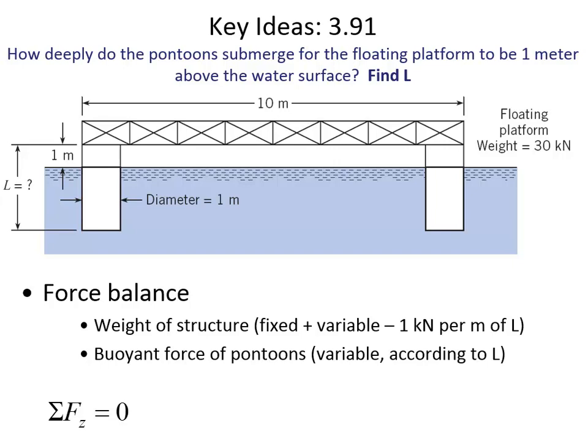So how heavy this whole system is depends on how long L is. But there's a buoyant force as well. So the sum of the forces equal to zero tells us that we've got buoyant forces pushing the platform up, and the weight of the structure is acting down. And so you're going to need to write an equation that expresses the buoyant force in terms of L, and also the weight in terms of L. And so you'll be able to solve for the unknown L by combining the unknown weight and the unknown buoyant force together. So the sum of the forces will be equal to zero. It'll be in equilibrium when L is just long enough to hold up the weight of the structure.